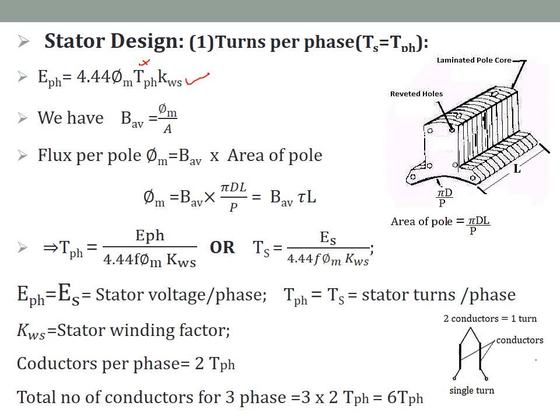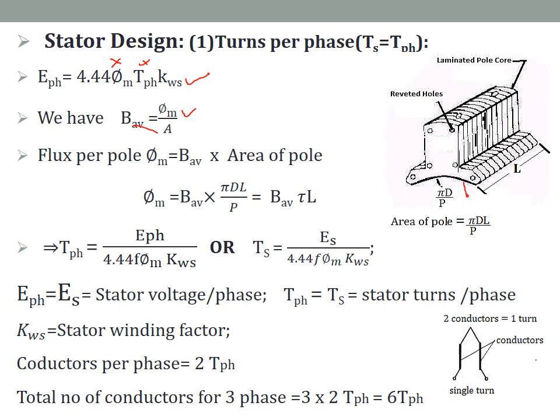KWS is the winding factor, around 0.955. And phi m is also unknown, so we have to find out phi m. We have B average is equal to phi m by A. So phi m is equal to B average into A, B average into the area of the pole. The area of the pole is given by pi D L divided by P. You can see here, this is pi D by P, and this is L.